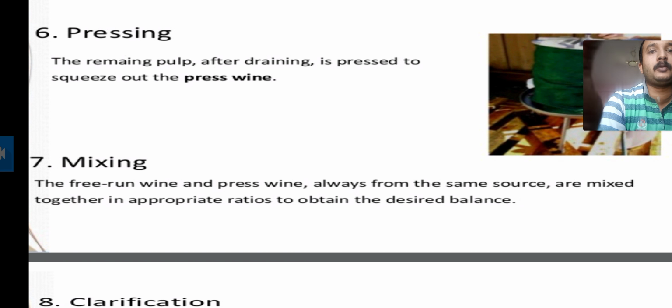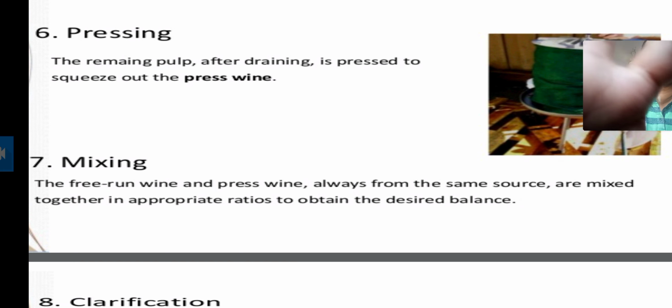Next is the mixing. The free run wine and the pressed wine are from the same source, and they are mixed together in an appropriate ratio to obtain the desired balance.